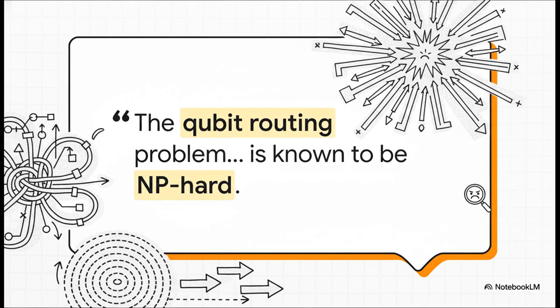Now here's the catch. Finding the absolute best, most efficient way to do all this swapping, well, that's what's known as an NP-hard problem, which is just a fancy way of saying that as your circuits get bigger, the time it takes to find that perfect solution just explodes. For anything other than the tiniest circuits, it's basically impossible. And that's exactly why the transpiler has to use clever shortcuts, or what we call heuristics.